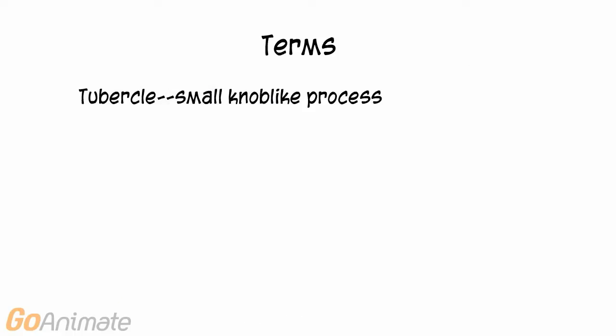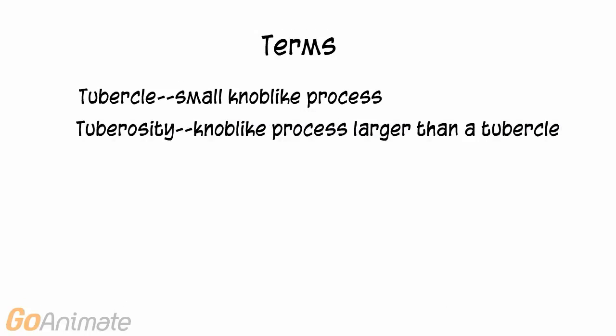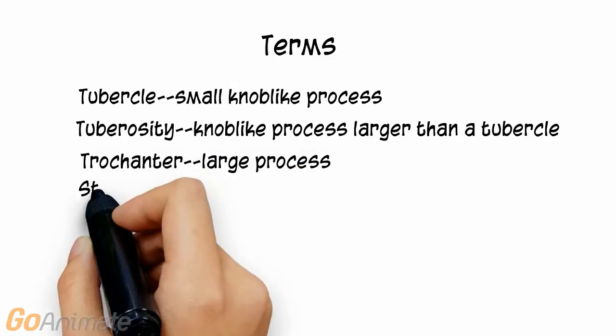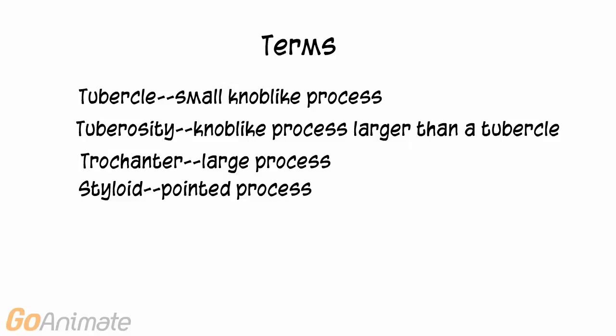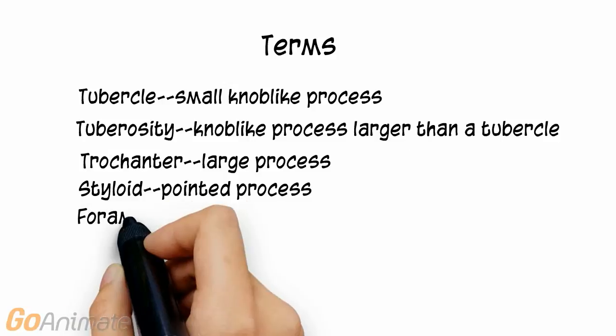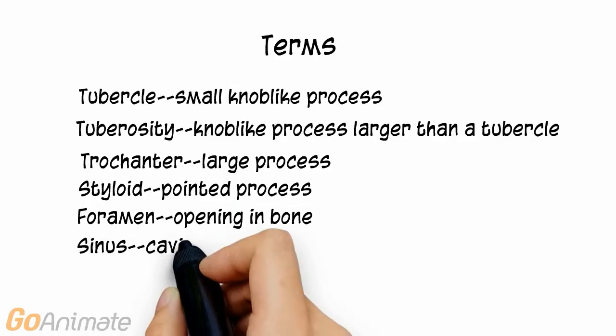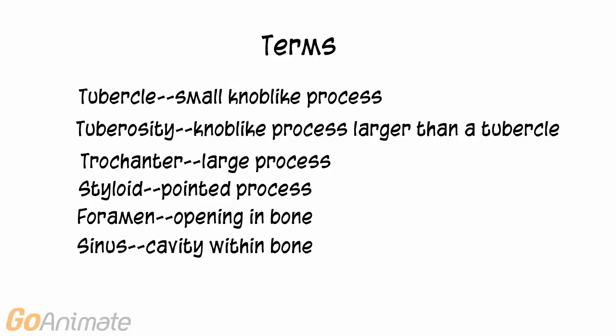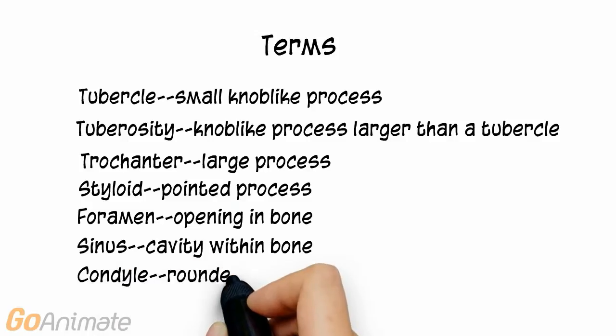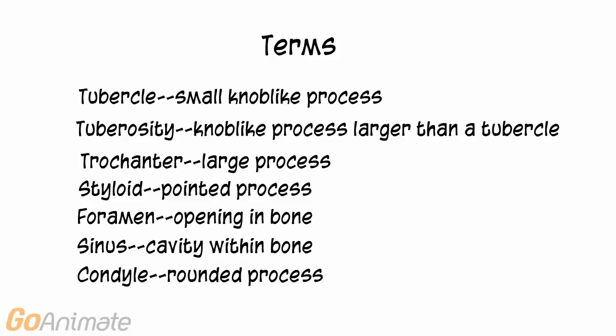A tubercle is a small knob-like process. A tuberosity is a knob-like process larger than a tubercle. A trochanter is a large process. A styloid is a pointed process. A foramen is a hole or opening in bone. A sinus is a hollow cavity within bone. And a condyle is a rounded process.